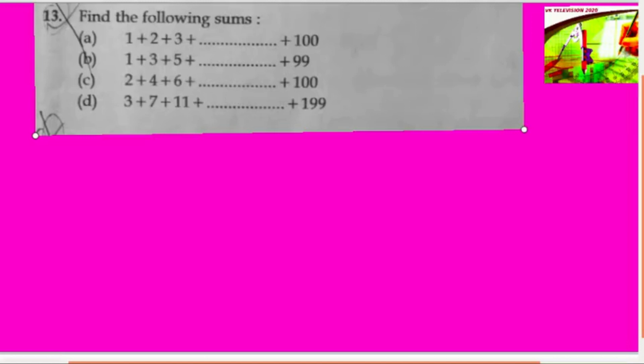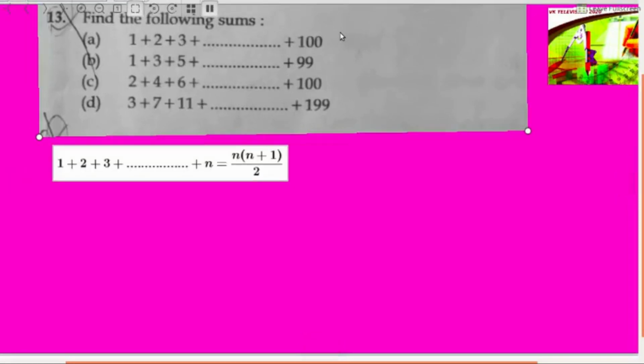Next question. Find the following sum. 1 plus 2 plus 3 plus etc. plus 100. 1 plus 3 plus 5 plus etc. plus 99. 2 plus 4 plus 6 plus etc. plus 100. 3 plus 7 plus 11 plus etc. plus 199. We first find the sum of the first 100 numbers.